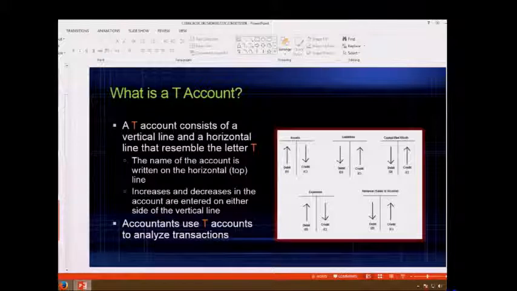It says, what is a T account? A T account is a T. It looks like the letter T. It has the name of the account on the top, and then it has columns for debits and credits. It says accountants use T accounts to analyze transactions. Now, if you look over on the right-hand side, I gave you a picture.